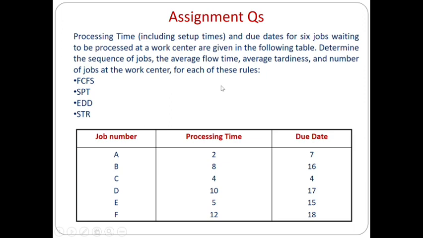So there is an assignment question. Pause the video for a while and write down this problem, and you have to apply all these rules to find out the sequence of jobs, average flow time, average tardiness, number of jobs at the work center, and also the utilization by using all the 4 rules. Do it as an assignment. You will be very clear about all these 4 rules.